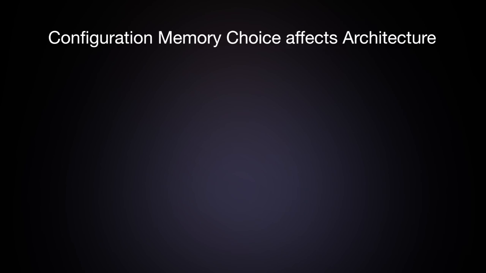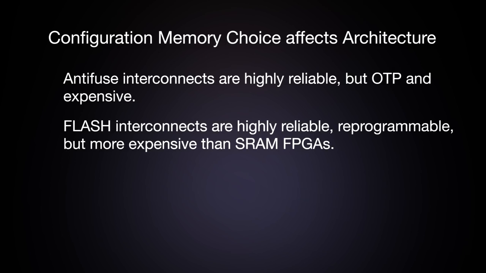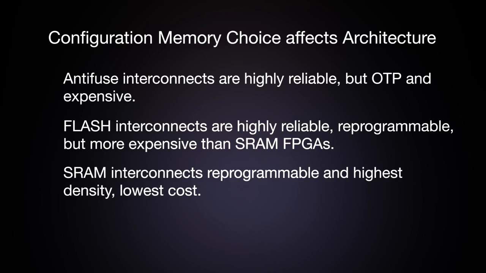The type of configuration memory used to create routing switches is the most important aspect in determining differences in performance and capabilities in FPGAs. Anti-fuse FPGAs are known for reliability, but they are one-time programmable and expensive. Flash FPGAs are also very reliable and reprogrammable, but higher priced than SRAM FPGAs. SRAM FPGAs are programmable with highest density and lowest cost for equivalent logic.